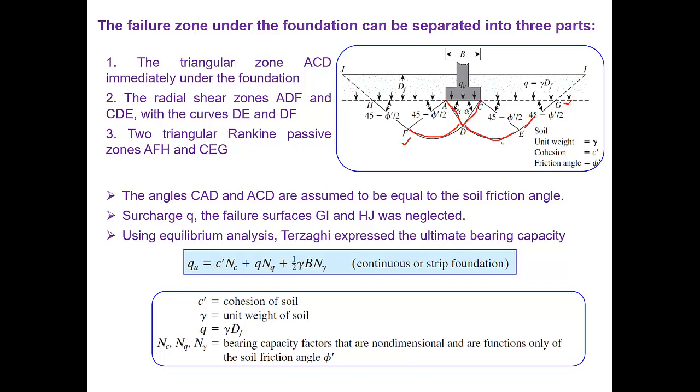You can see DE and DF. Yes, this one, E to G, is the curve. So the radial zones are ADF and CDE. Here you can see the curve is up to here, but the curve continues to point G, and this line continues up to this point H.